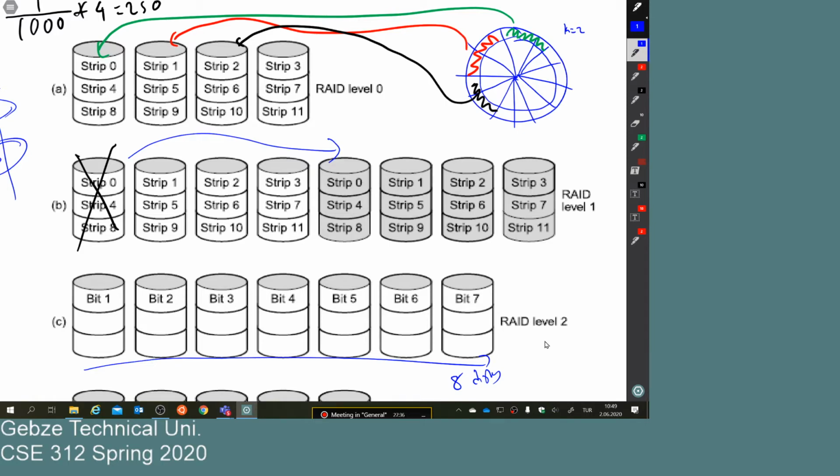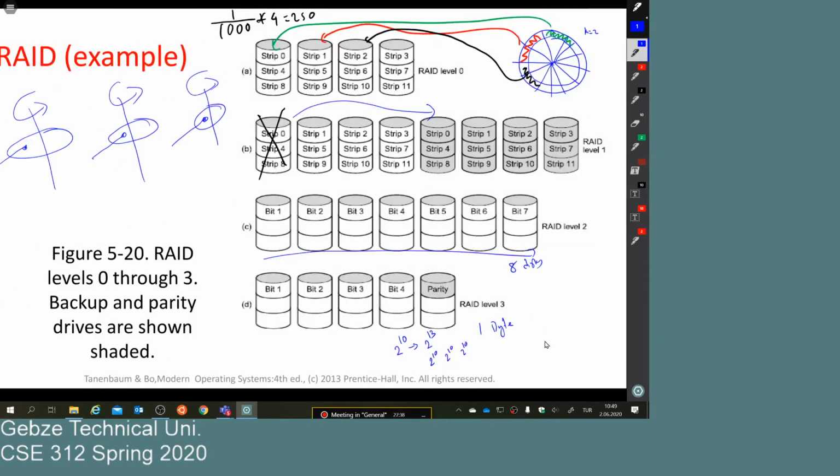So the solution is, instead of dividing my data into strips, let's divide them into bits. The data that you store in the hard drive is divided into bits. Your bit number 1 will be stored in this hard drive, bit number 2 here, bit number 3, 4, 5, 6. It goes like that. So even if a single application needs a single sector, all of the data has to come from all of these disks.